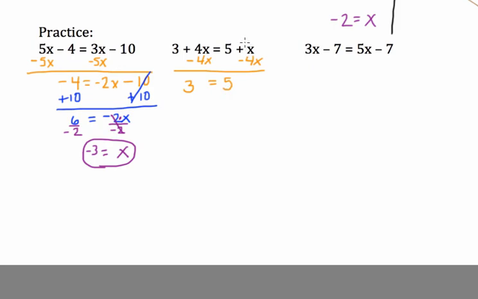Remember, when an x doesn't have a coefficient, its coefficient is 1. So this is 1x minus 4x. Think money. You had $1, you lose 4. Now you're 3 in the hole, negative 3x. I'm down to just a 2-step equation.